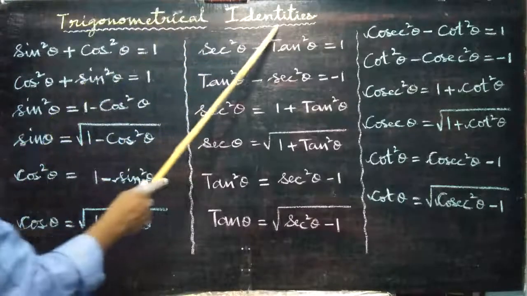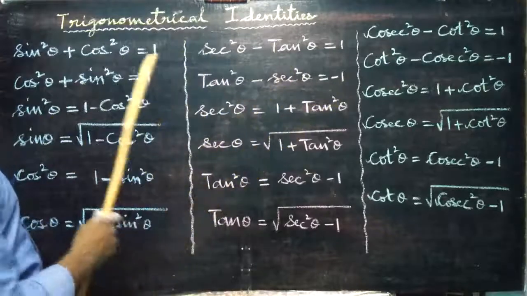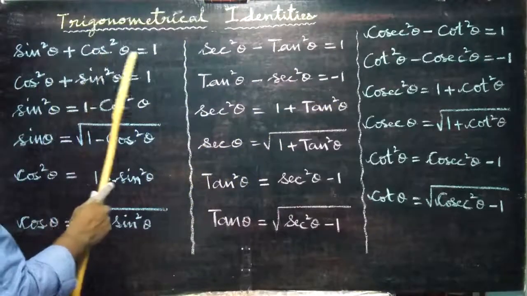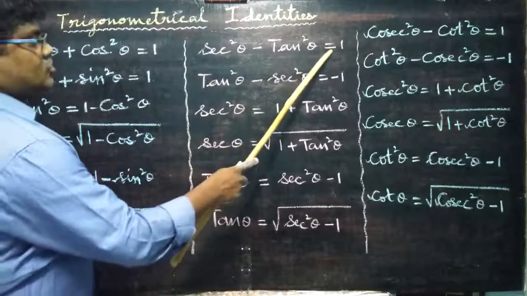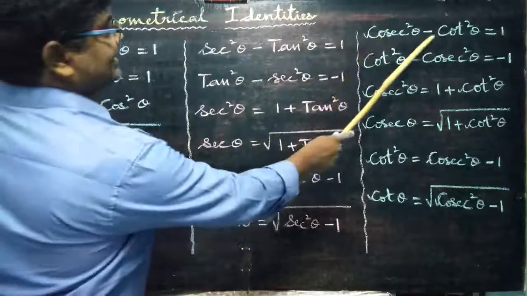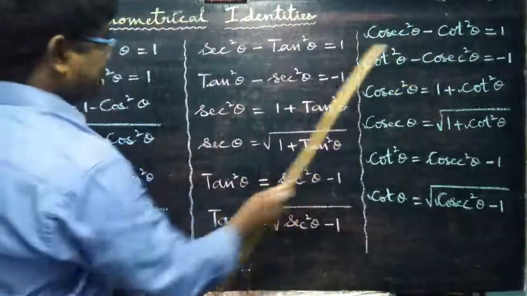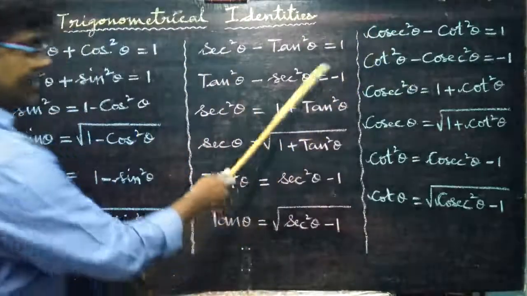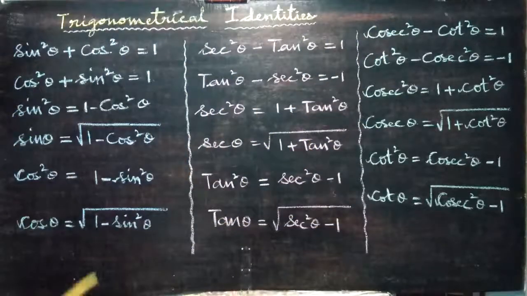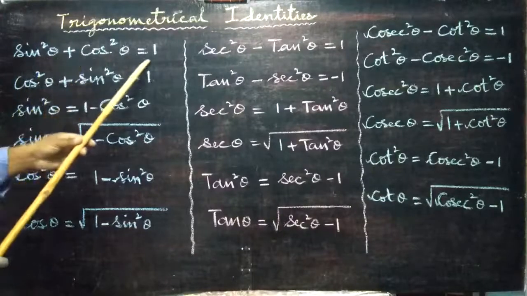Now trigonometrical identities. There are 3 identities in trigonometry. Sin square theta plus cos square theta is equal to 1. Secant square theta minus tan square theta is equal to 1. Cosecant square theta minus cot square theta is equal to 1. Only these 3. If you know these 3, the rest you will get automatically. Nothing else I did. Sin square theta plus cos square theta is equal to 1.